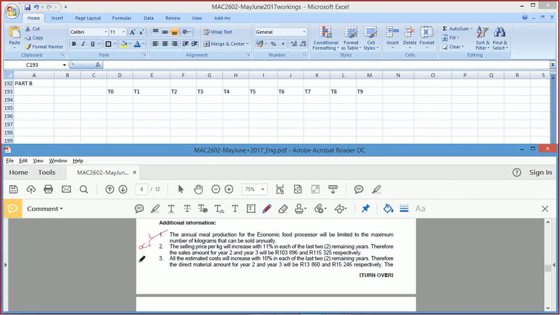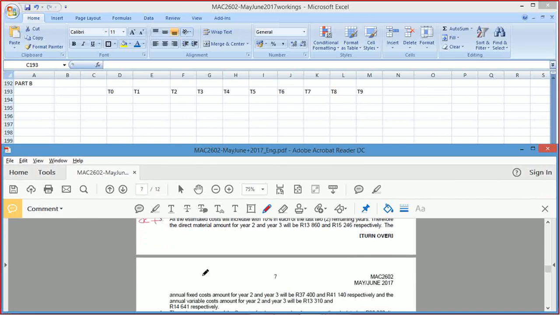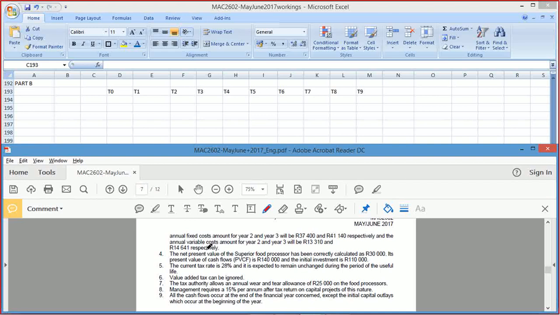OCF. Let's write that down. Operating cash flow. What do we have here? This is annual fixed cost amount for year 2 and 3. Then we've got net present value for the process has been calculated as. Its present value of cash flows is that, and the initial investment is that. So this is already the answer for the new machine. Do you agree? Yes, sir. That's the new machine.